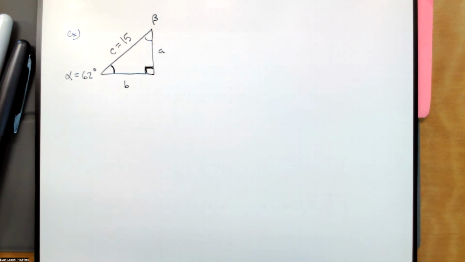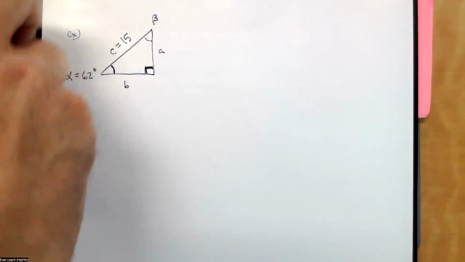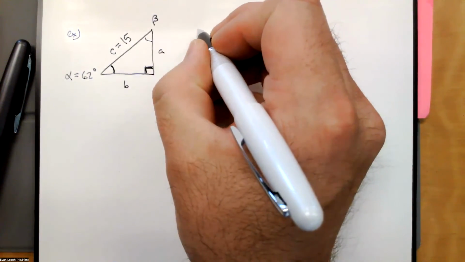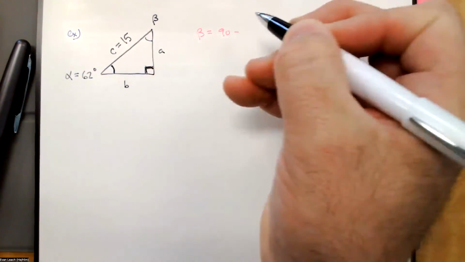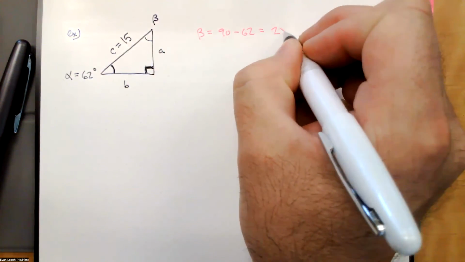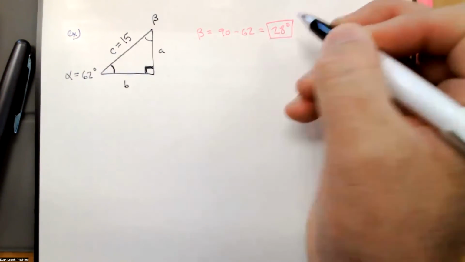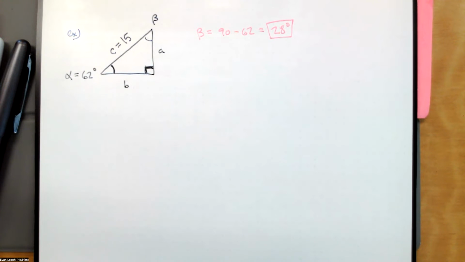According to best practices, what's the first thing that we should go after? We have a 90 degree angle, a 62 degree angle, and a hypotenuse of 15. What should we do? Subtract to find angle beta. As soon as we have two angles of a triangle, we should subtract to find the third. That's just the easiest one to get. So beta is 90 minus 62. That's why we want to subtract as soon as we have two angles, because it's easiest.